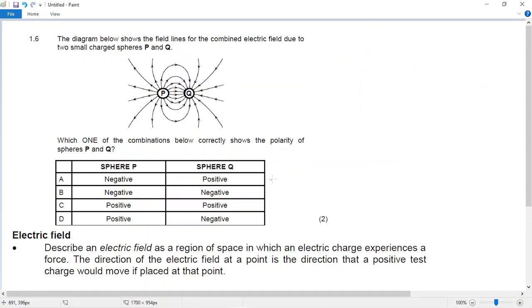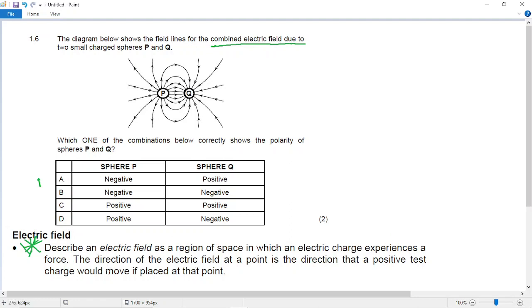Now 1.6, we can see here two little charged objects, P and Q. The diagram below shows the field lines for the combined electrical field. Now, before we go any further, let us think about what is an electrical field. And if you know your definitions, here is the definition for an electrical field. It is a region in space in which an electric charge experiences a force.